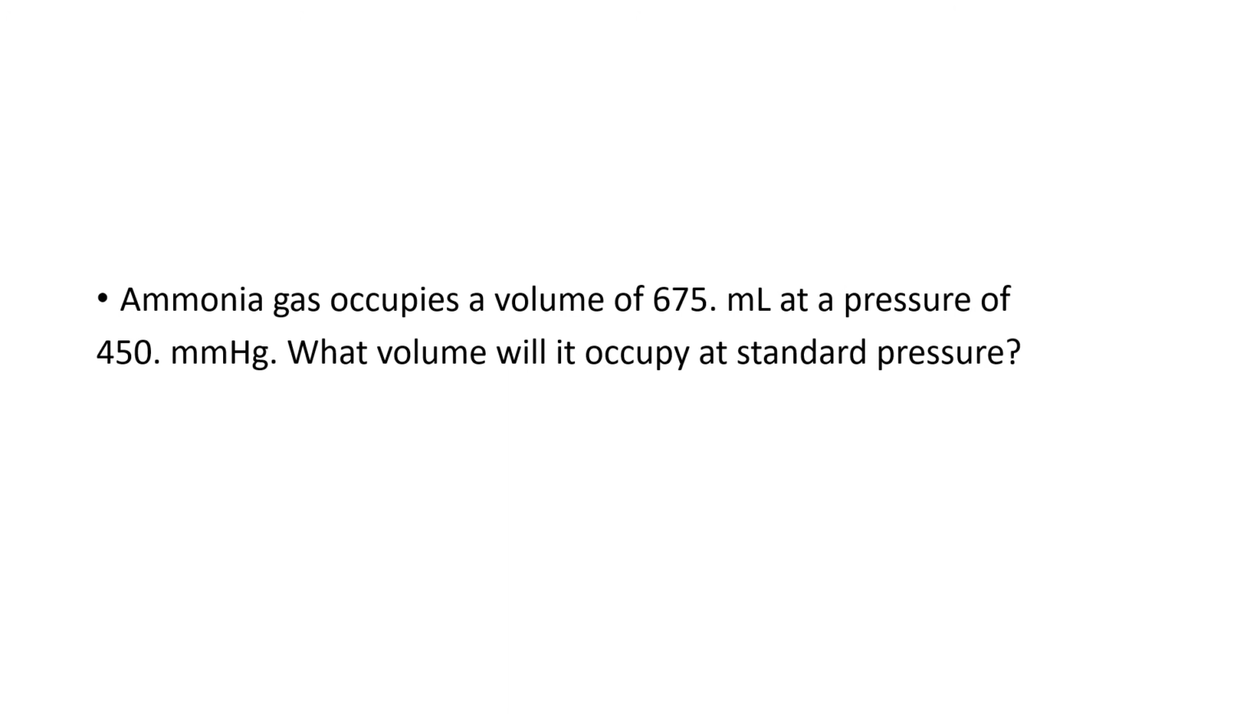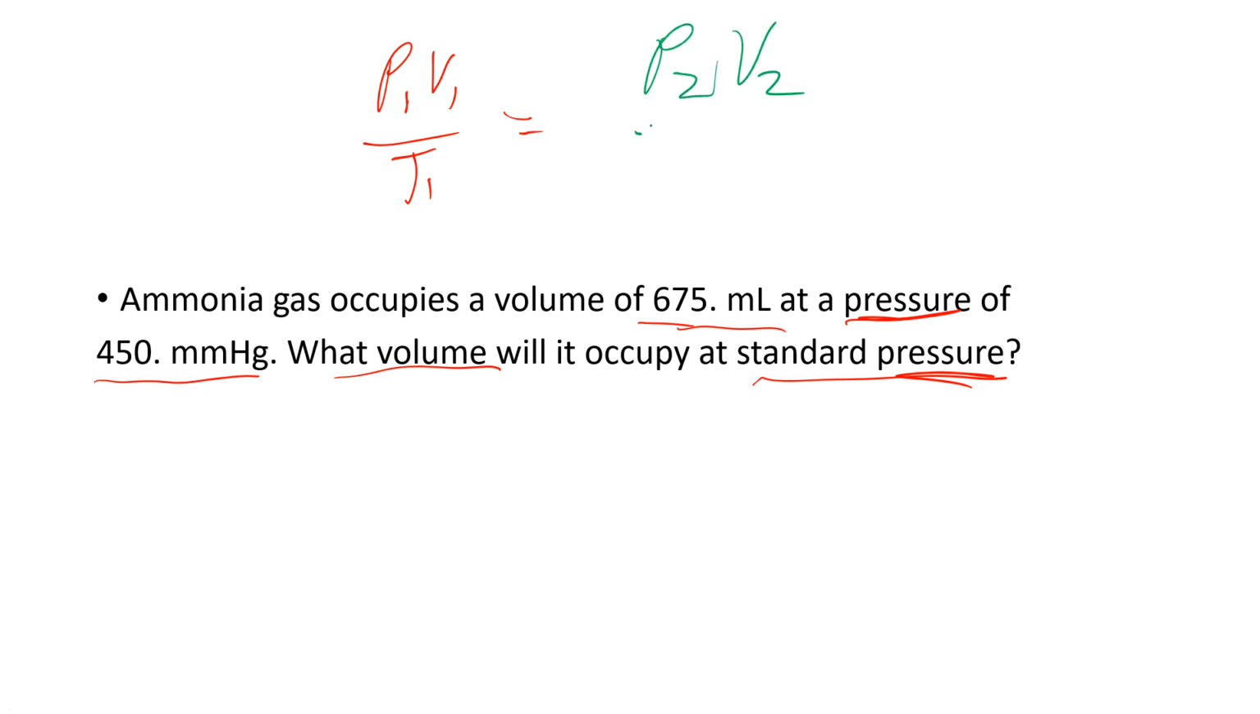All right, this one, ammonia occupies, we have a number here. Pressure, we have a pressure. What volume is looking for? At standard pressure. So it says the word pressure twice. It says 2 volumes. So this one will be, hopefully you realize, P1 V1 over T1 equals P2 V2 over T2. So we're going to need to set that up. All right, so let's figure this out.